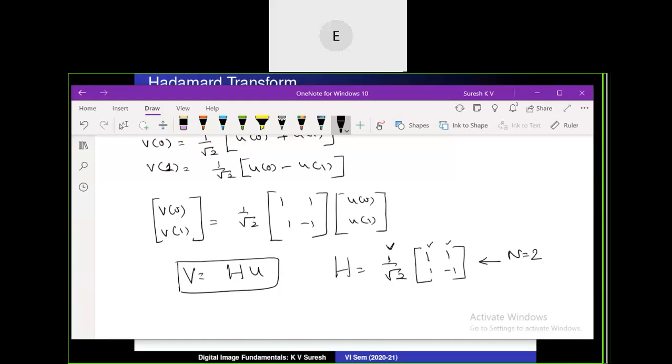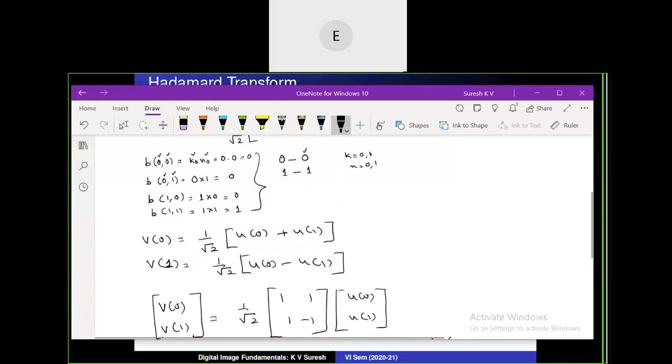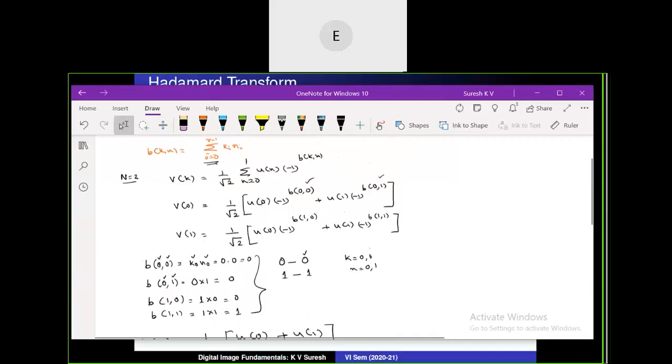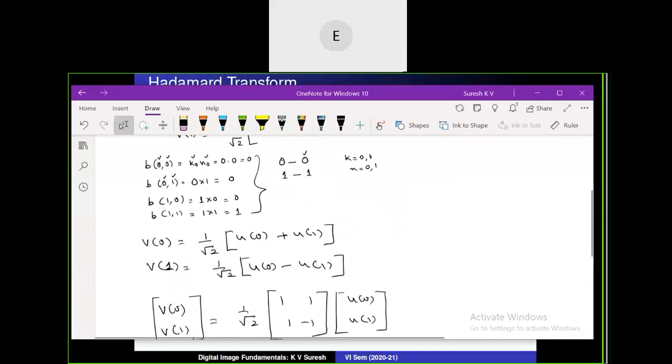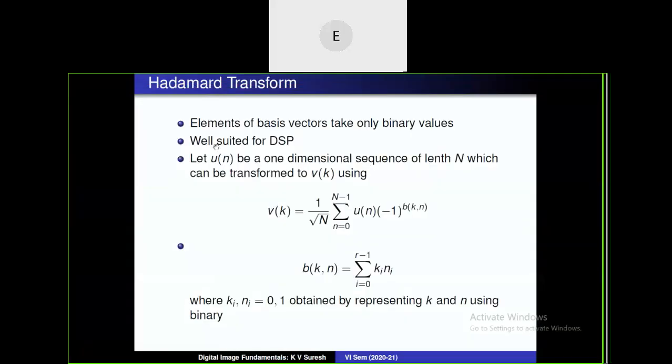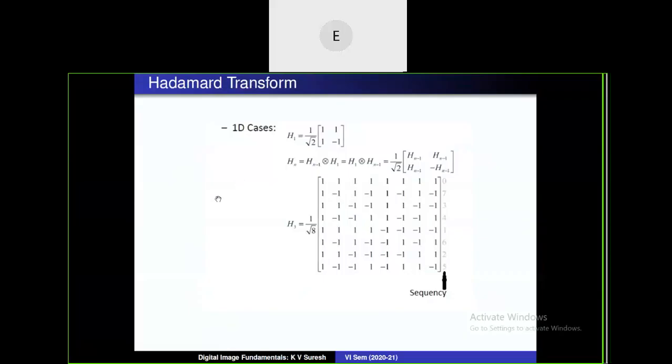Now for n equal to 4, we will not use this method. Don't worry. That's why I told you this is only for n equal to 2. For n equal to 4, we'll use a different technique. So let me go back to that. Now this is how we represent the Hadamard matrix for capital N equal to 2 or small n equal to 1.